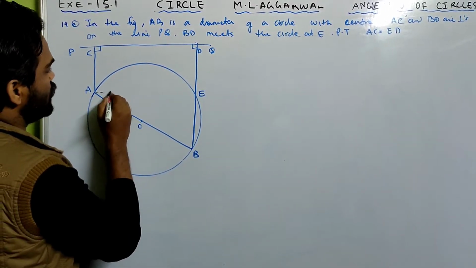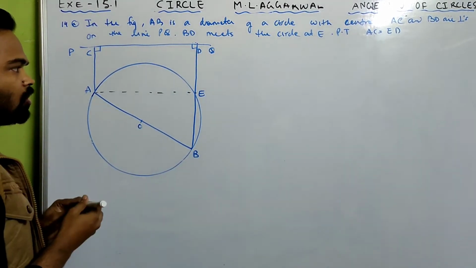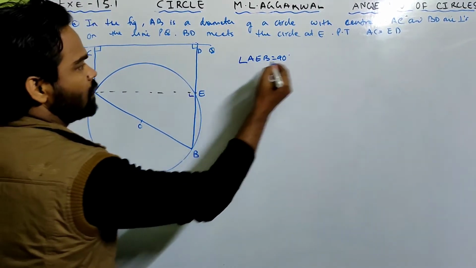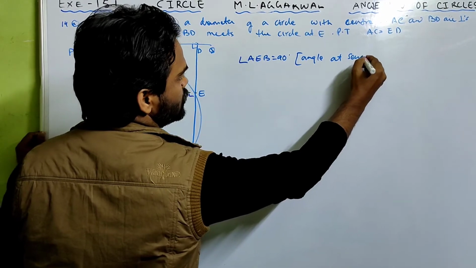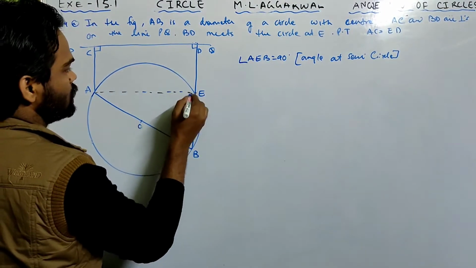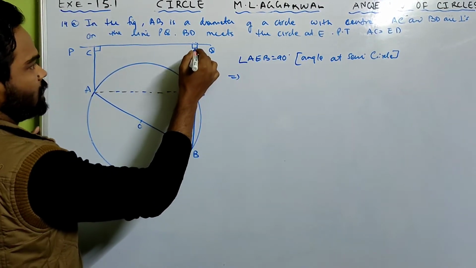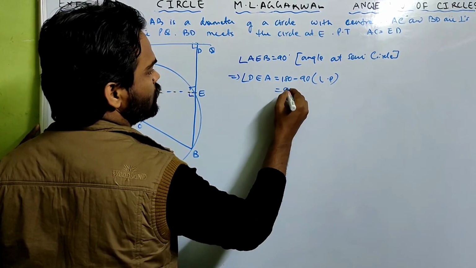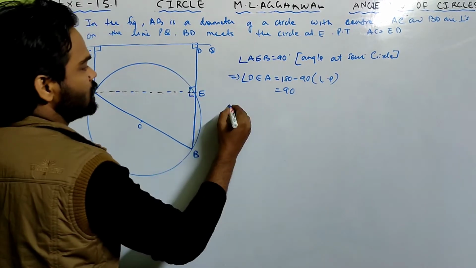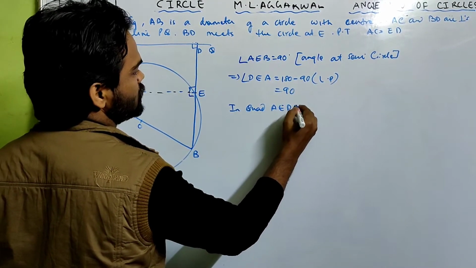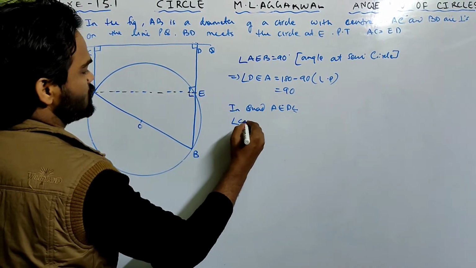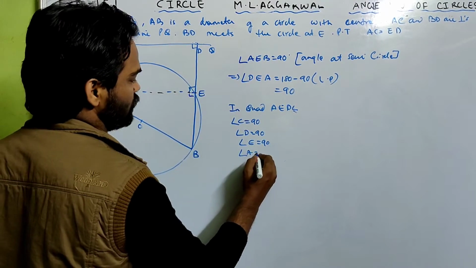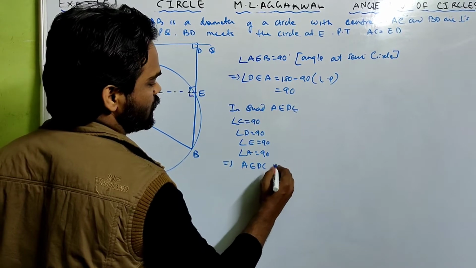Just look over here. What I'll do, I'll just join AE. Now, when you join AE, don't you think that this angle AEB is equal to 90 degree? Why? Angle at semicircle. So this angle is 90 degree, which simply means angle DEA will be 180 minus 90, that's linear pair, equal to 90. Which means in the quadrilateral AEDC, angle C equals 90 degree, angle D equals 90 degree, angle E equals 90 degree. Three angles are 90 degree, which means of course the fourth angle will be 90 degree, which means AEDC is a rectangle.